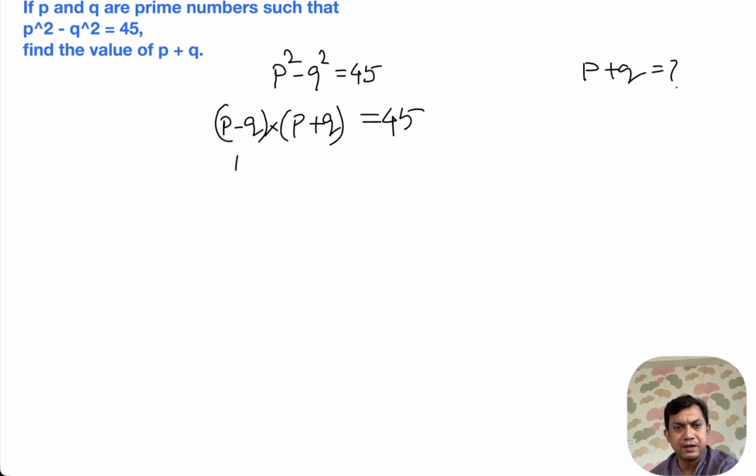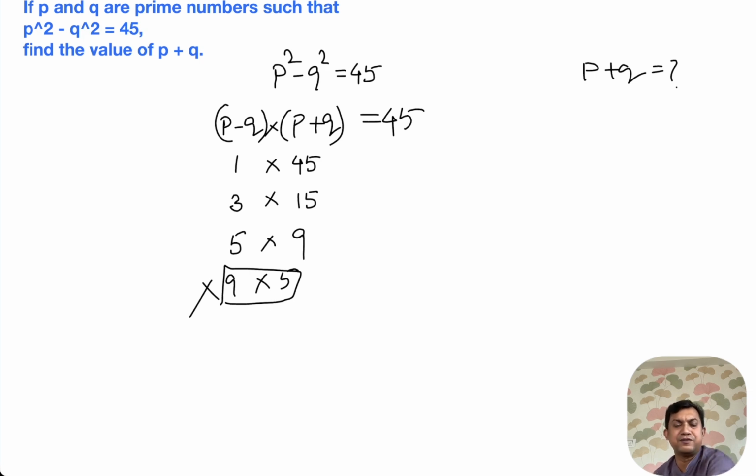What are the possibilities? Either you go for 1 and 45, either you can go for 3 and 15, or you can go for 5 and 9. Now you cannot check it like 9 and 5, that is not possible. The reason being, between P plus Q and P minus Q, P minus Q is always less than P plus Q, because this is the addition, this is subtraction. So if I take 9 into 5, this is not a possible case, because P plus Q cannot be less than P minus Q. So I have three possibilities.